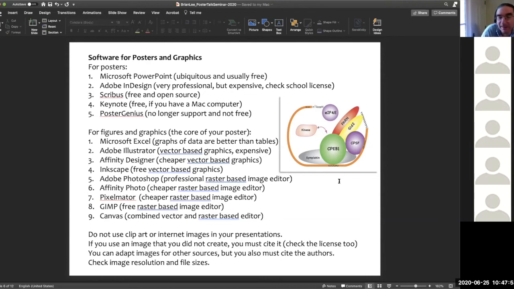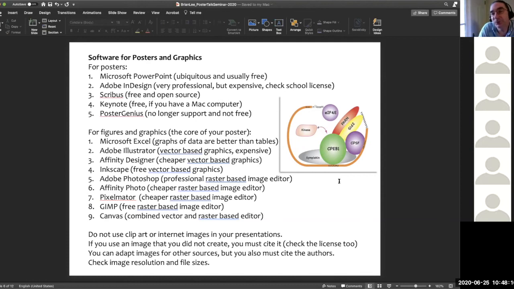There is a program called Canvas, which combines tools for doing vector and raster-based editing of images. So that's also a useful option, and it doesn't cost too much. I think it's $100 for Canvas. Now, a caution.